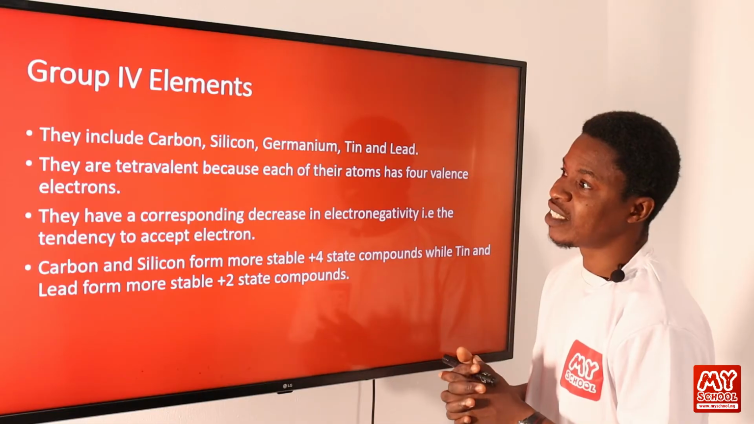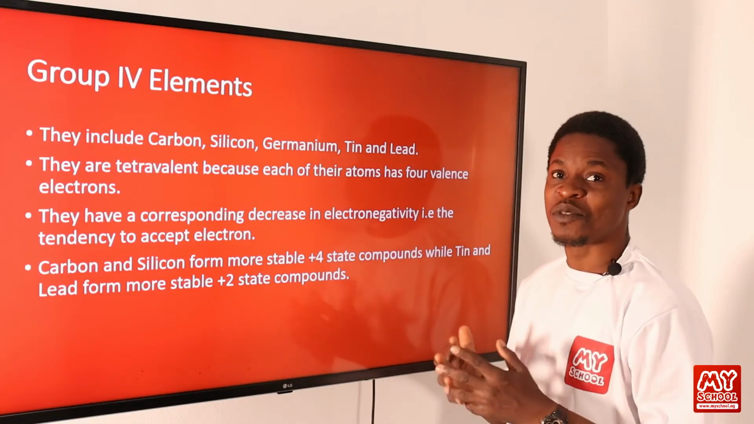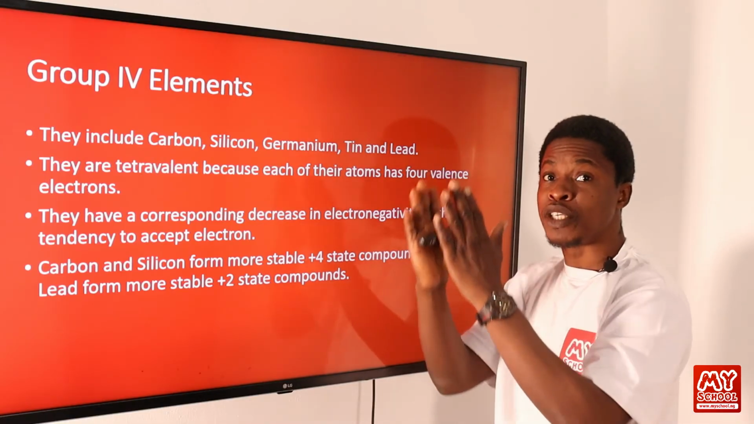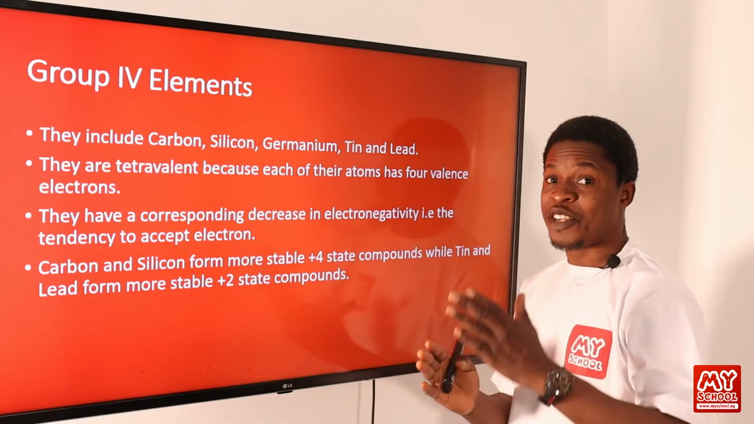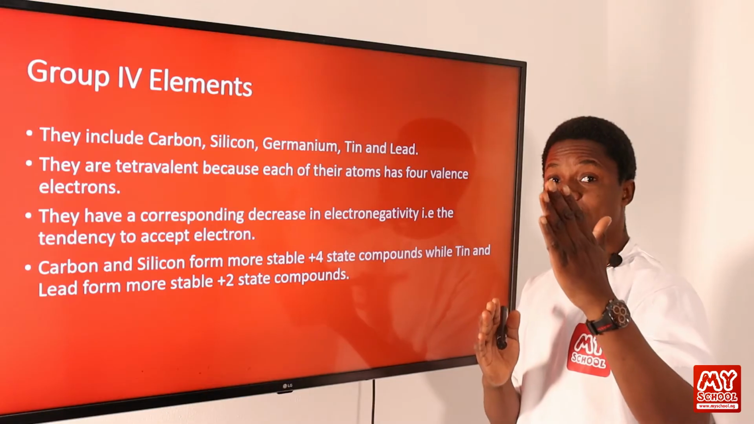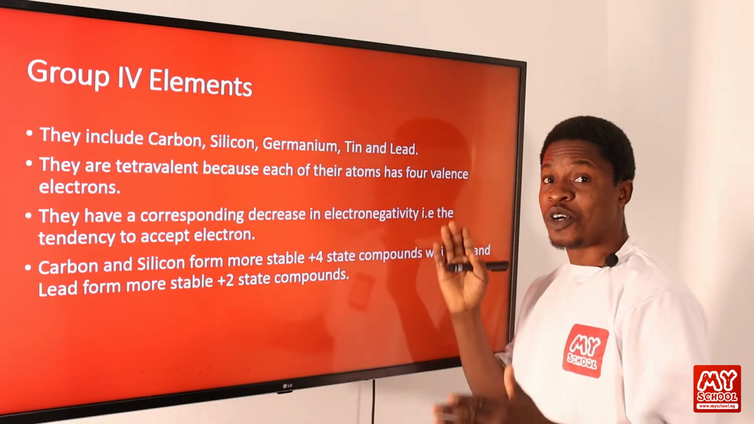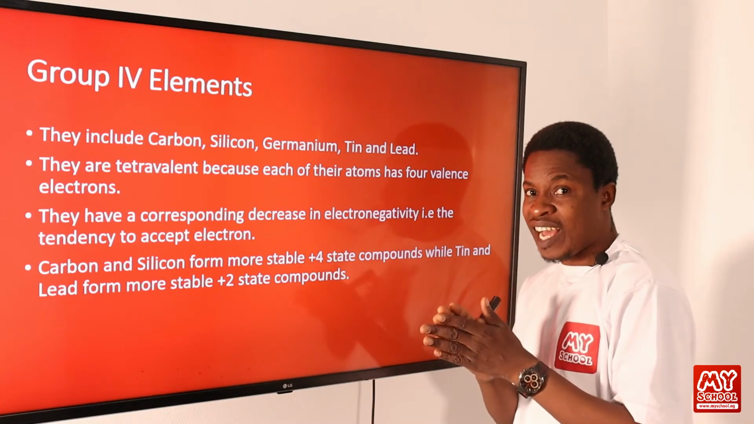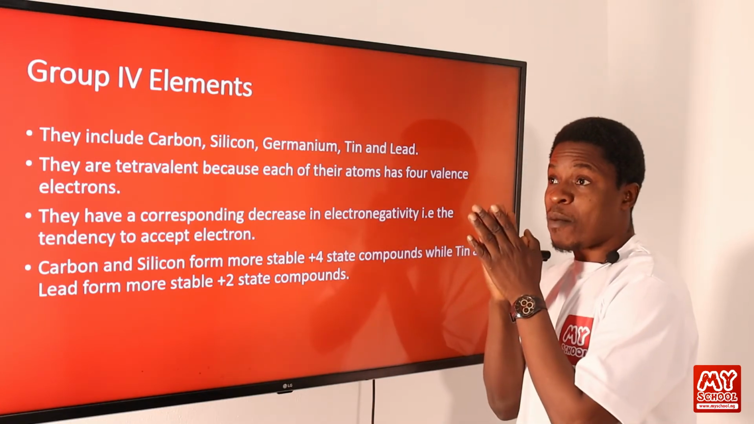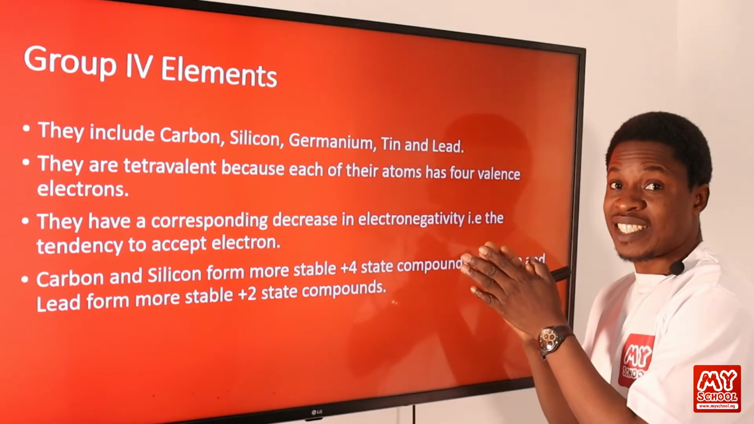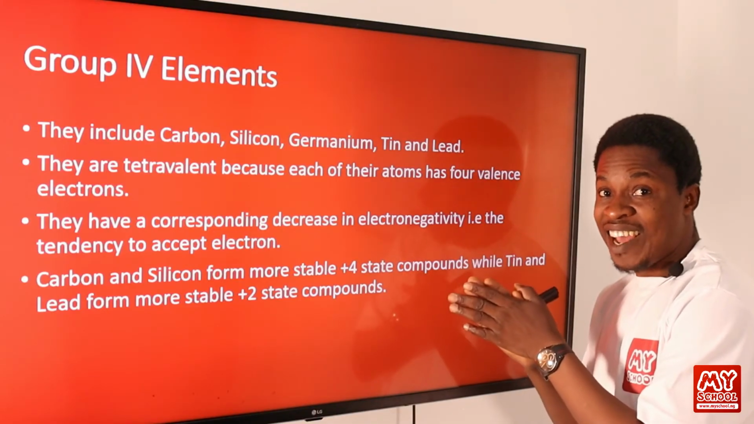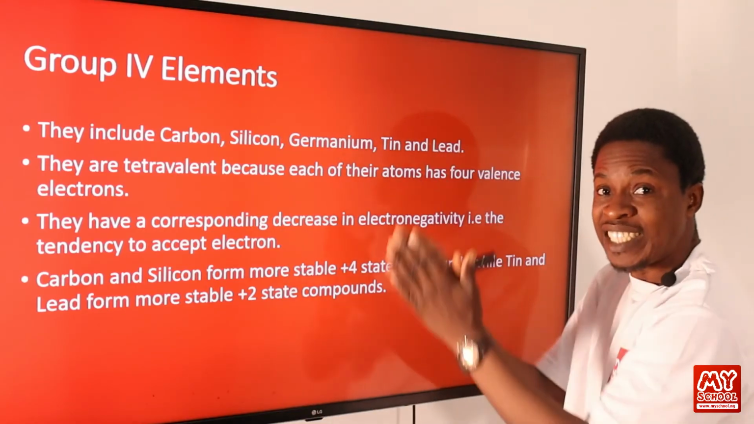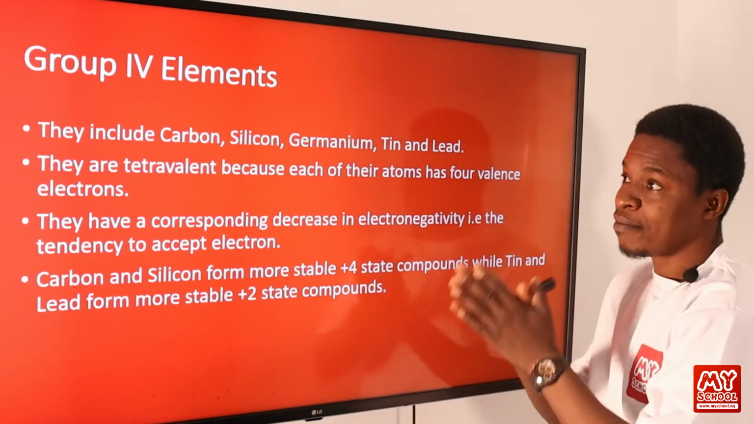Group 4 elements, usually we refer to them as bridge elements, in the sense that they are at the middle of the periodic table. We have the periodic table running from group 1 to group 0. Group 1, group 2, and part of group 3 are metallic. Then groups 5, 6, 7 are non-metals, and group 8 are the inert gases. So group 4 tend to stay at the middle, so we call them the bridge elements.